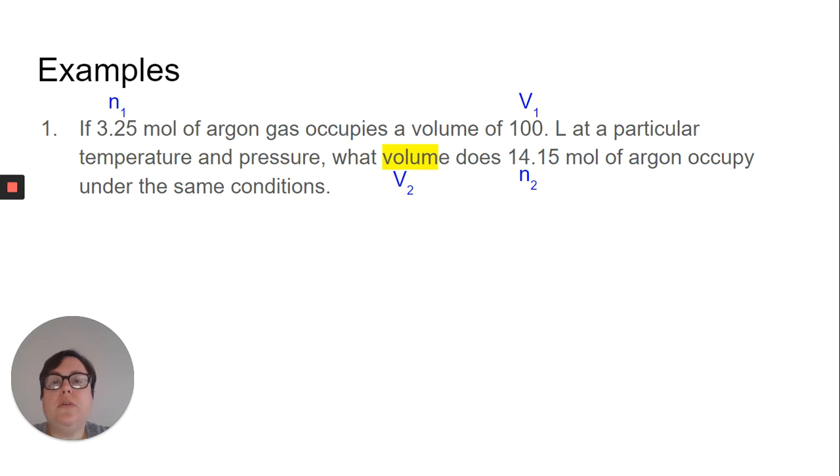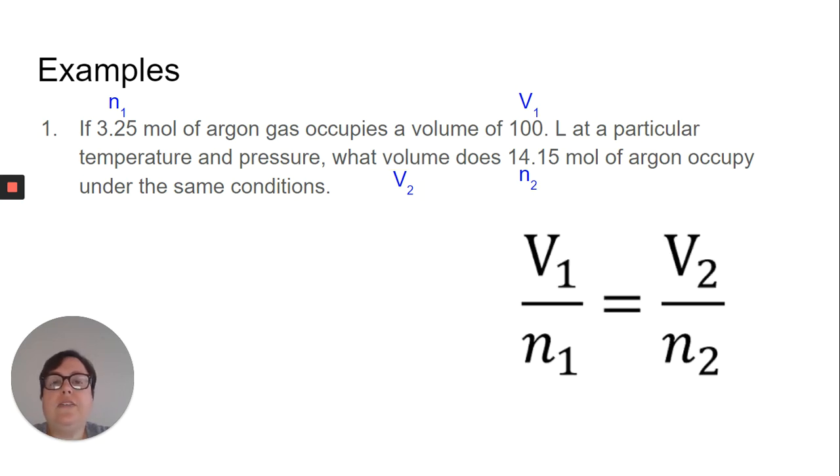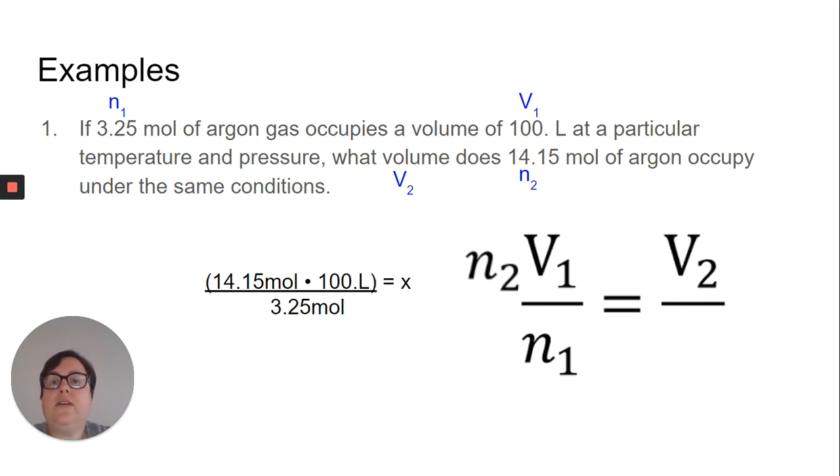2 volumes, 2 moles, that must mean it's Avogadro's law. Now we're solving for V2. V2 is on the top, but we need it to be by itself. So we're going to multiply both sides by N2. Then we can plug in the numbers. 14.15 times 100 divided by 3.25. Moles will cancel, leaving us with liters. And so we have an answer of 435 liters.